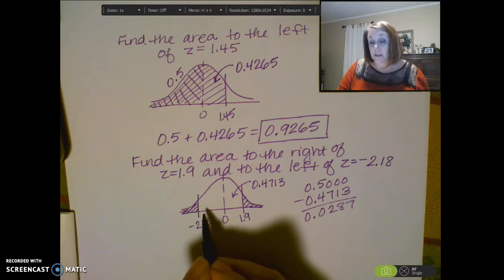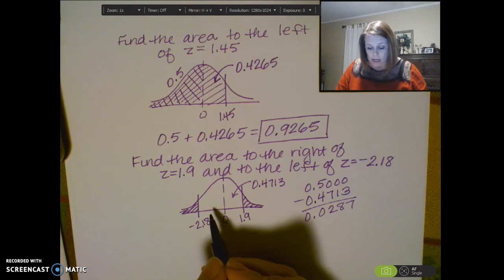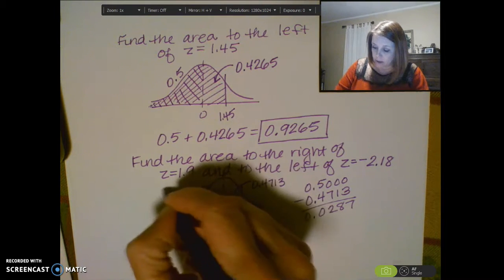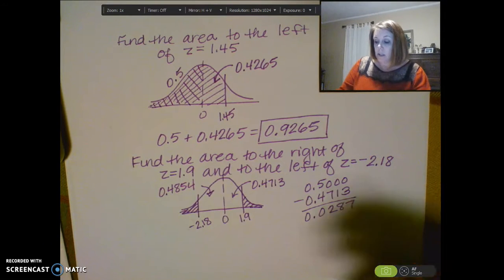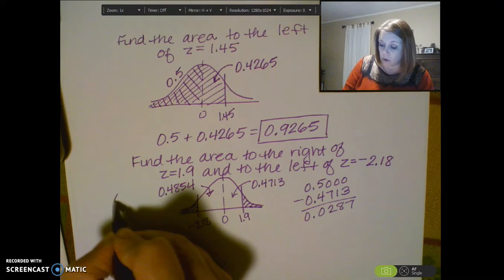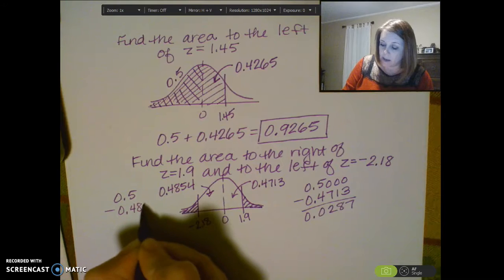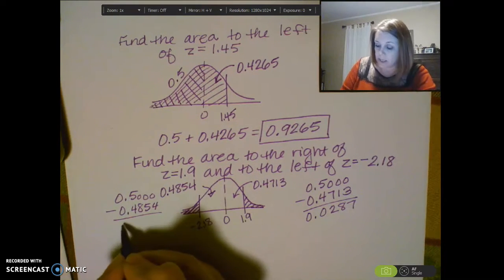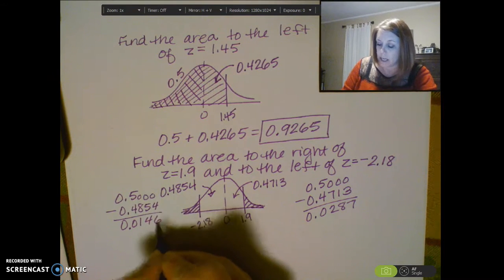Now we'll repeat the process on the other side. So negative 2.18, looking up 2.18, we end up with 0.4854. So the area of this tail will be 0.5 minus 0.4854. There again, we can fill in those trailing zeros if we need to. So the difference in this case, 0.0146.